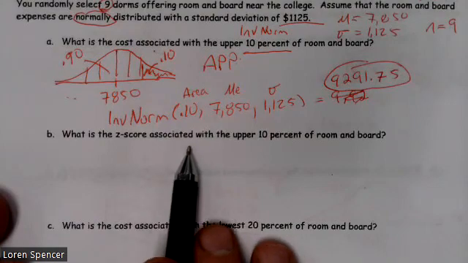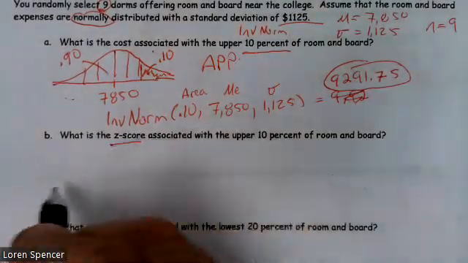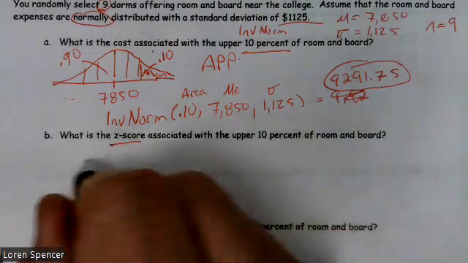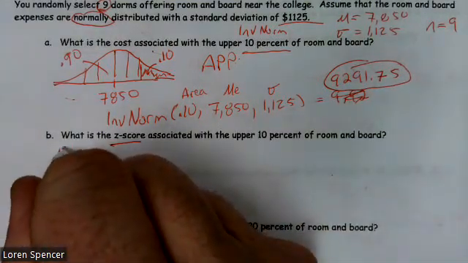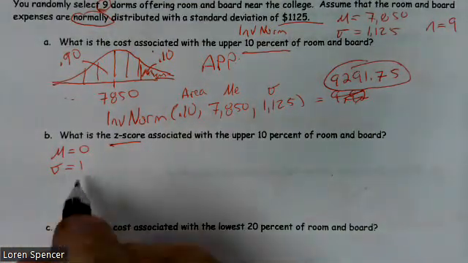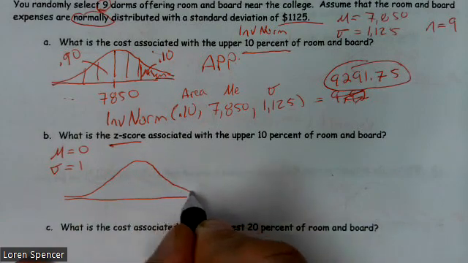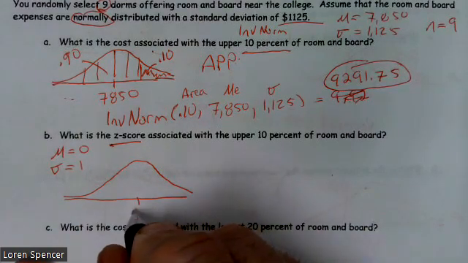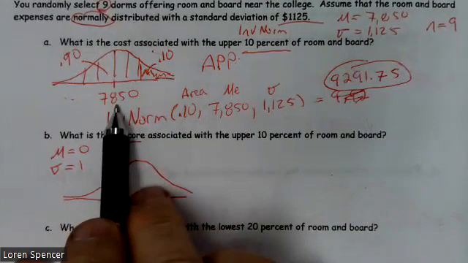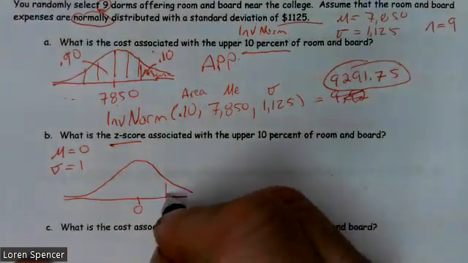So what is the z-score associated with the upper 10%? So now they're asking for the z-score. One thing you have to remember about z-scores is the mean is 0 and the standard deviation is 1. So in this case, my mean is not 7,850 because we're asking for a z-score. We still want the upper 10%.